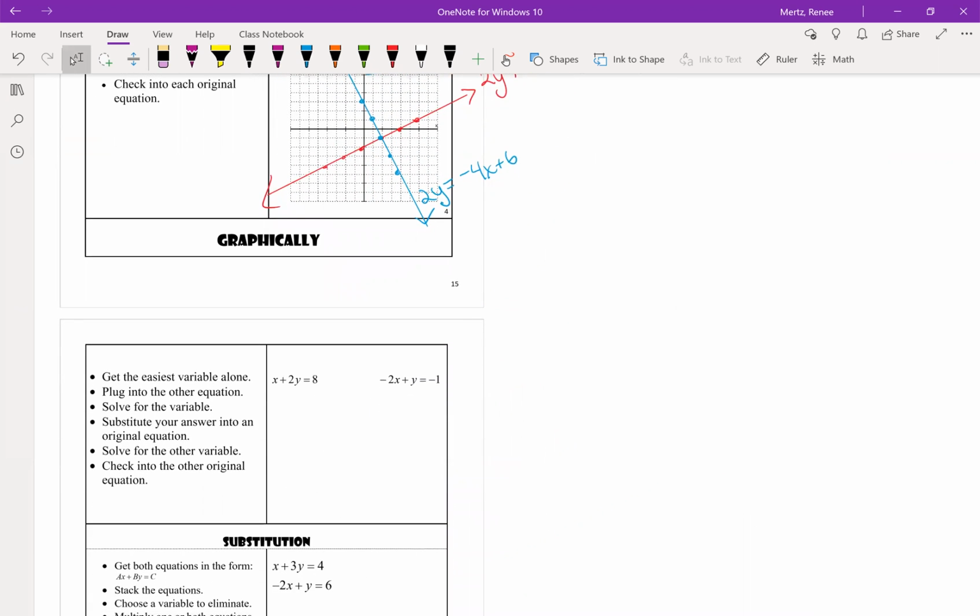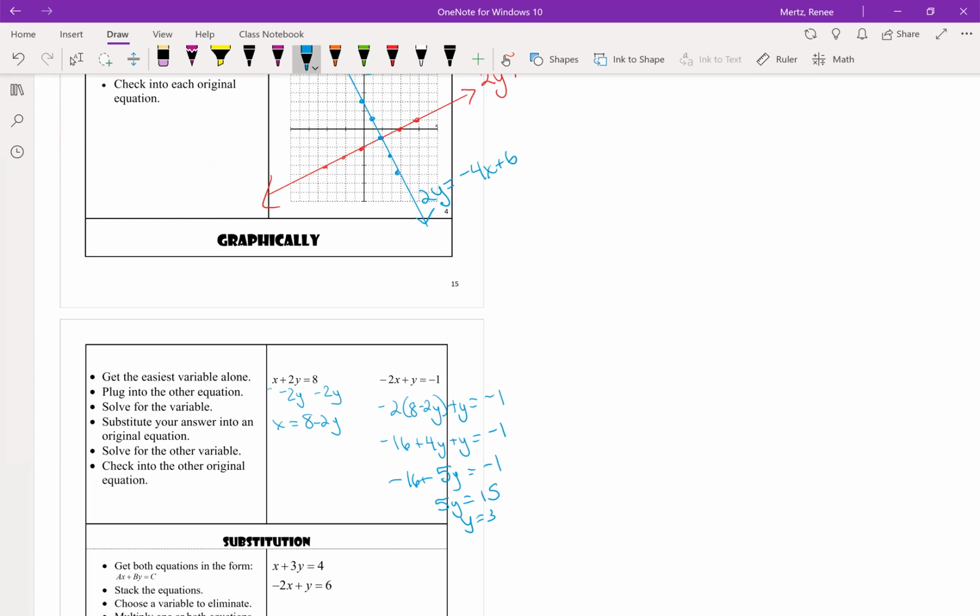For substitution, we're going to get our easiest variable alone and plug it into the other equation. So it doesn't matter if you get this y alone or this x alone. I'll do that one. So for the x, I'm going to plug in 8 minus 2y. So negative 2 times 8 minus 2y. So negative 16 plus 5y equals negative 1. 5y equals 15, y equals 3.